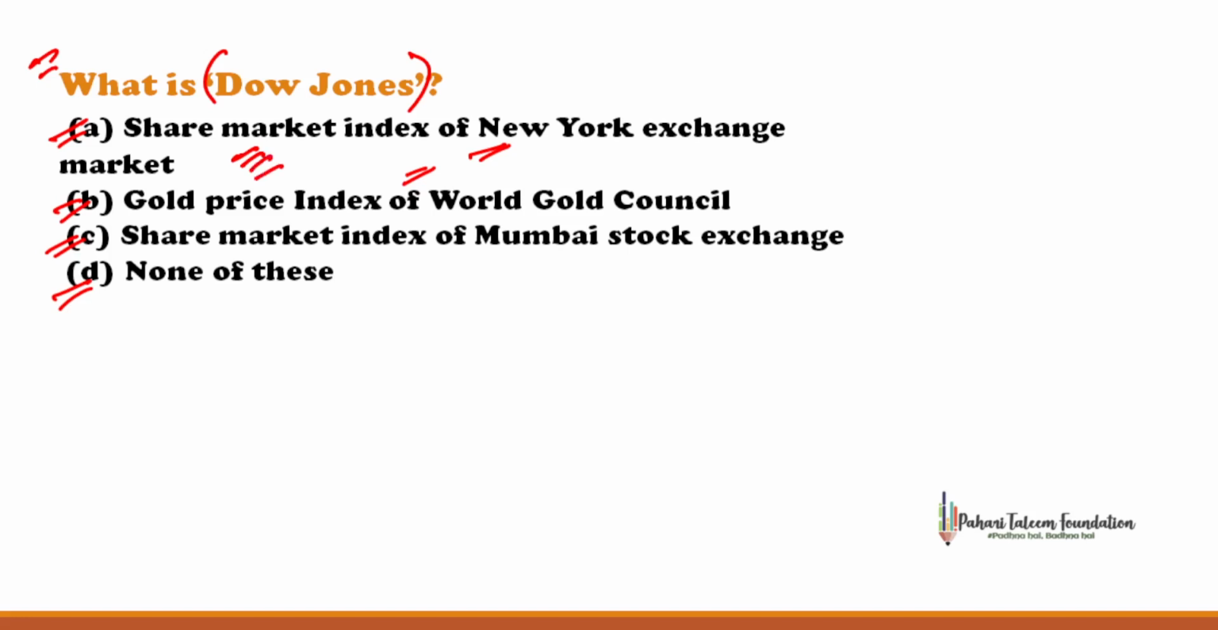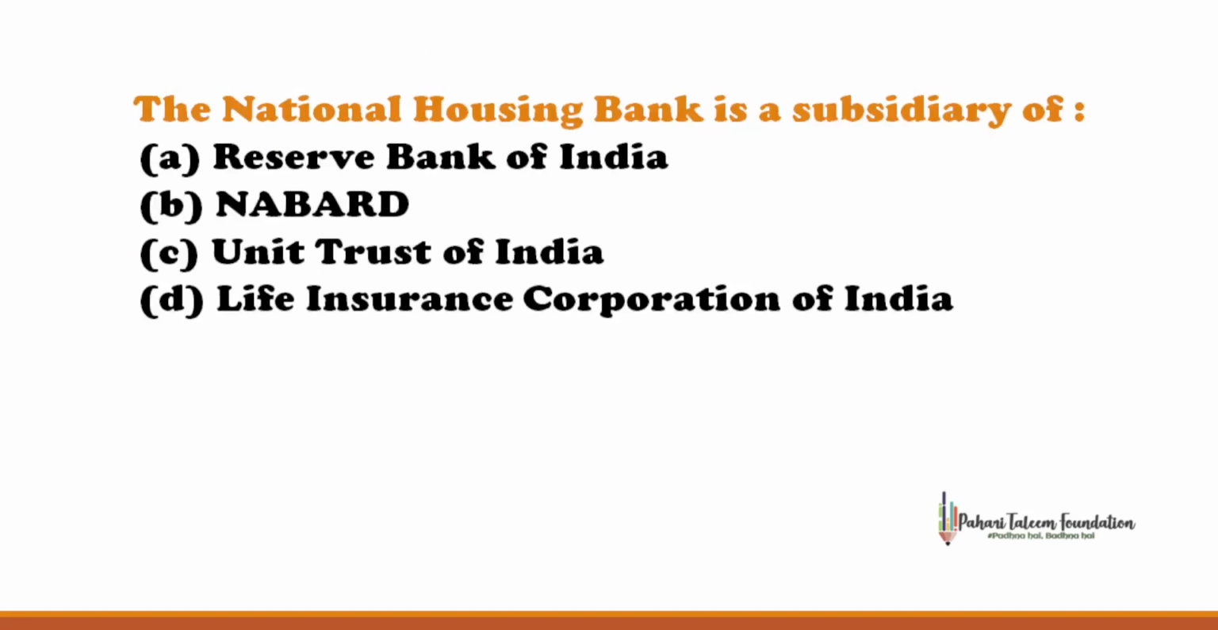The Dow Jones Industrial Average, or the Dow, is a stock market index that measures the stock performance of 30 large companies listed on the stock exchange in the USA.